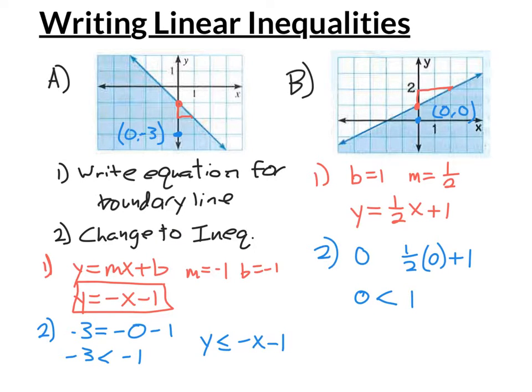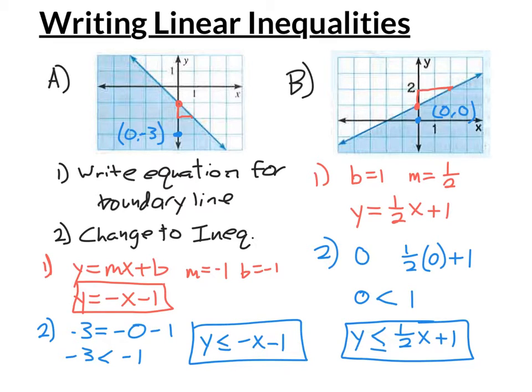So when I write out my inequality, I have y, I have 1/2 x plus 1. I'm going to put less than here. Y is less than 1/2 x plus 1. And because it's a solid line, I know that it's less than or equal to. So y is less than or equal to 1/2 x plus 1. And that is our final inequality for that graph.